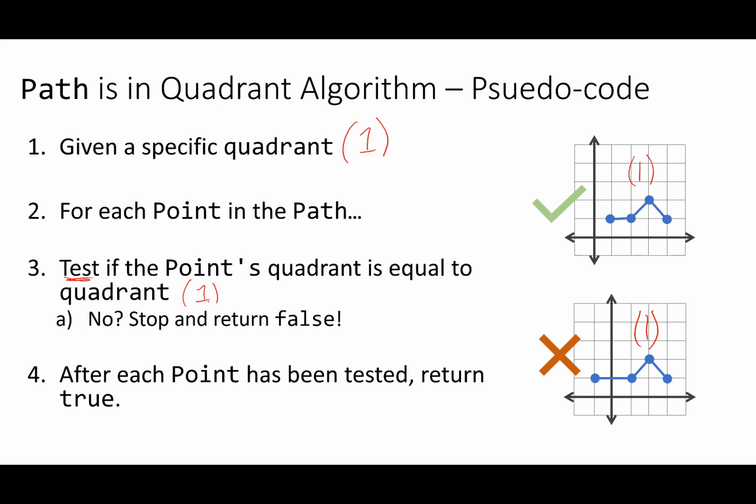True, keep looking until we reach the end of the very last point. So we've got to check this point, then this point, then this point, then this point. Once we're done checking all of our points, that's when we can return true and know that every point in this particular path was in the quadrant we were looking for.